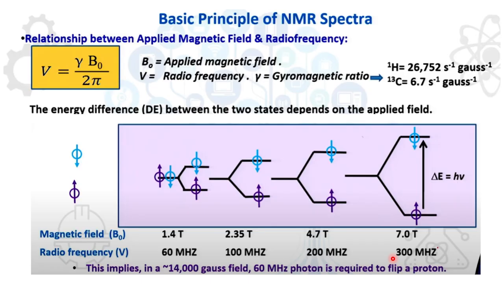Exactly. In NMR you start from 7 Tesla, or right now in very sophisticated labs, they have even 60 megahertz, 900 megahertz NMR. In that case, it may be 12 Tesla or 16 Tesla, and that's why an NMR machine costs that much, almost 10 to 12 crore.